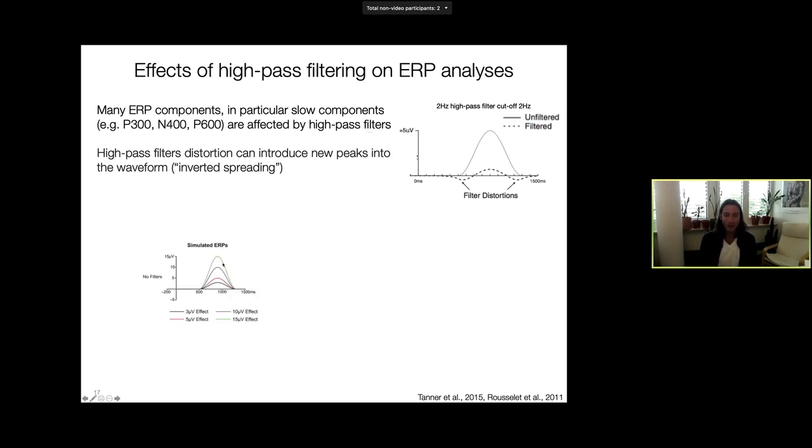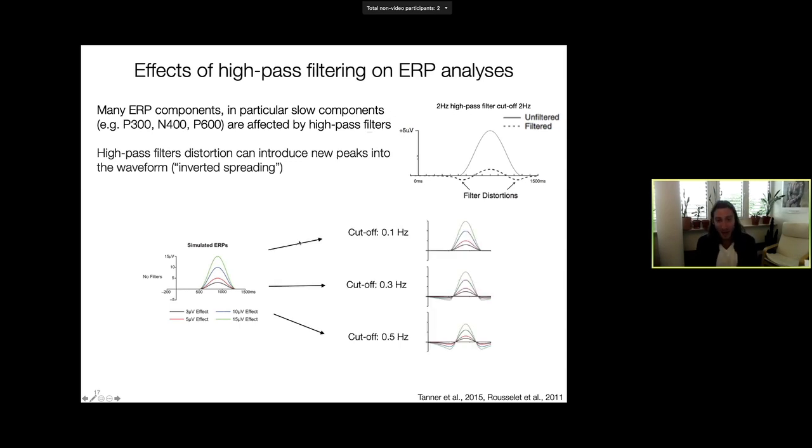This has also been shown by simulations of Tanner and colleagues, where they used a simulated P600 ERP with different amplitudes and different high-pass filter cutoffs. What they observed is that the higher the cutoff frequency, the stronger the newly introduced peaks. It seems as if there is suddenly a new ERP component, although it is induced by the filtering. This effect is also stronger the larger the ERP amplitude is. Thus, the distortions depend on the cutoff of the high-pass filter and the amplitude of the EEG signal.